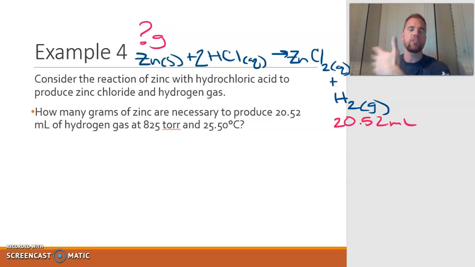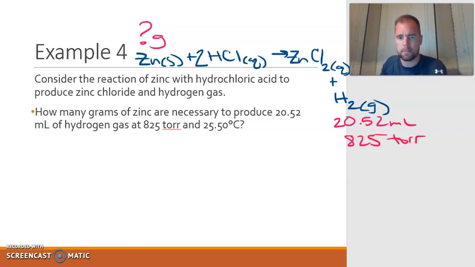And it's important to note, what are the conditions of the room? The conditions of the room are 825 torr and 25.50 degrees Celsius. Okay, so before we get into the math, let's take a step back and look at what's happening. This is a stoichiometry problem. This is going back to topic 9 when we first learned about stoichiometry. And remember, it's always the same 3 steps of stoichiometry. Once you've got your balanced equation, it's always take what you're given and convert it to moles. That's step 1. Use the mole ratio to convert to what you're solving for, so that's step 2. And then finally convert into the desired unit, which is step 3.